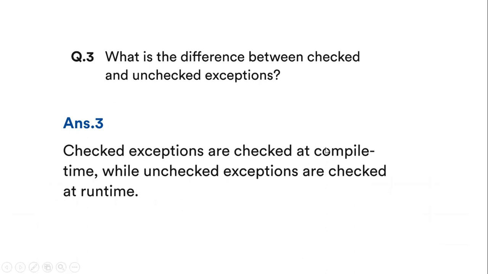What are the differences between checked and unchecked exceptions? Basically, checked exceptions are exceptions which occur at compile time, while unchecked exceptions occur at runtime. They are not found or visible at compile time. When we compile the code, they are not visible.